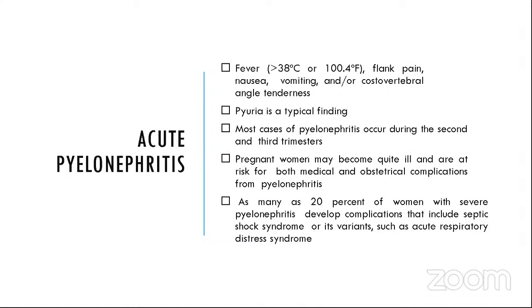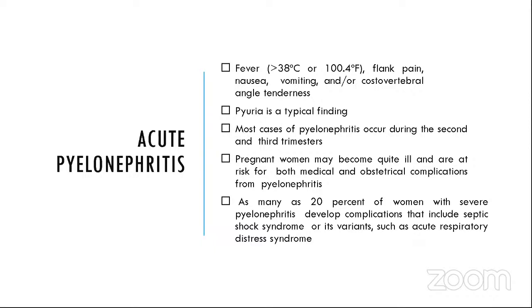Acute pyelonephritis: the symptoms we saw in acute cystitis are associated with systemic symptoms like fever, flank pain, vomiting, nausea, and pyuria, the typical finding. Usually this acute pyelonephritis appears during the second and third trimesters.